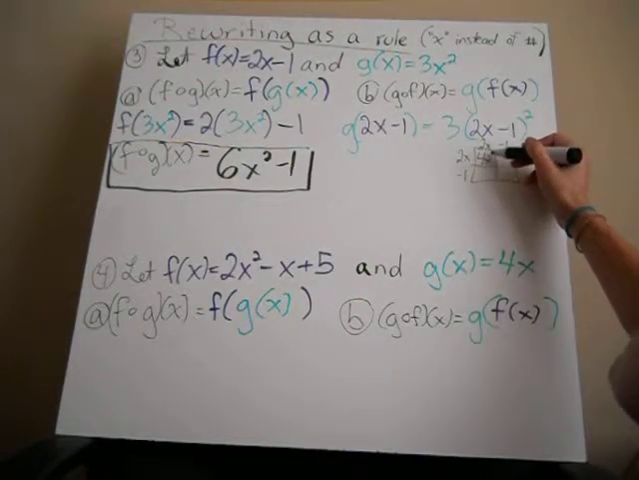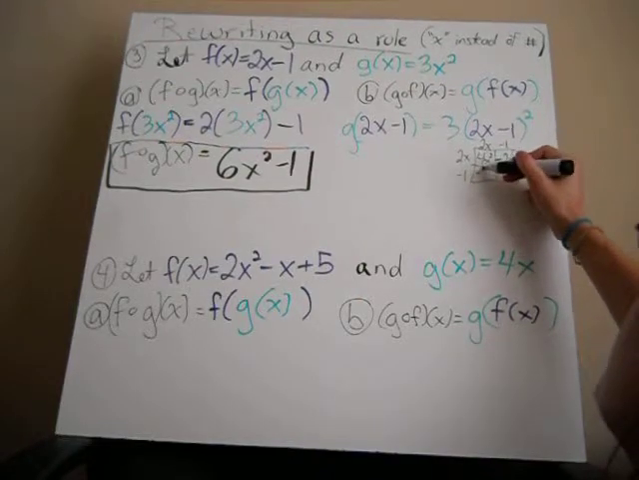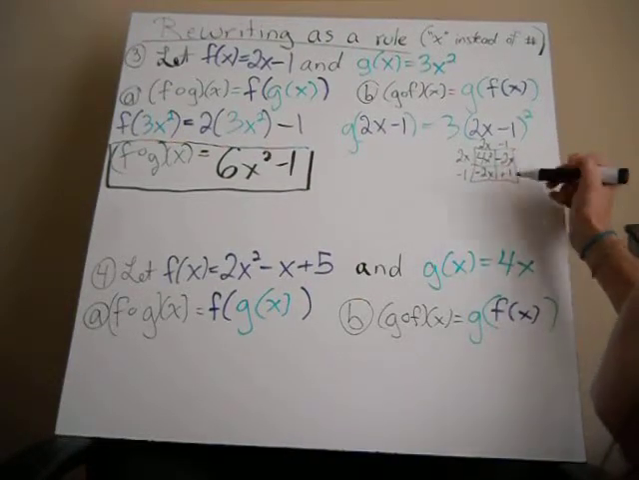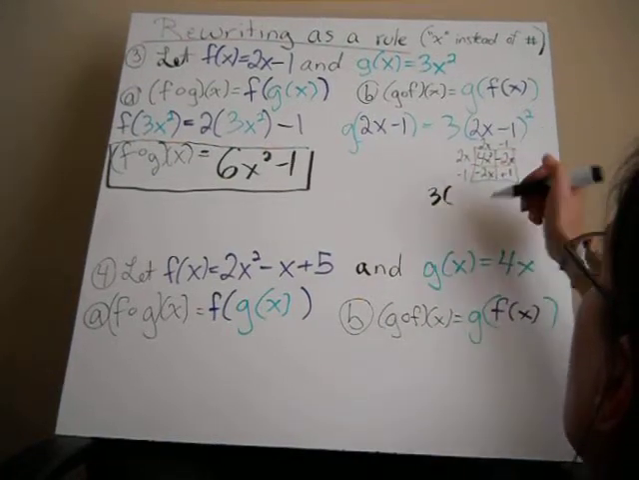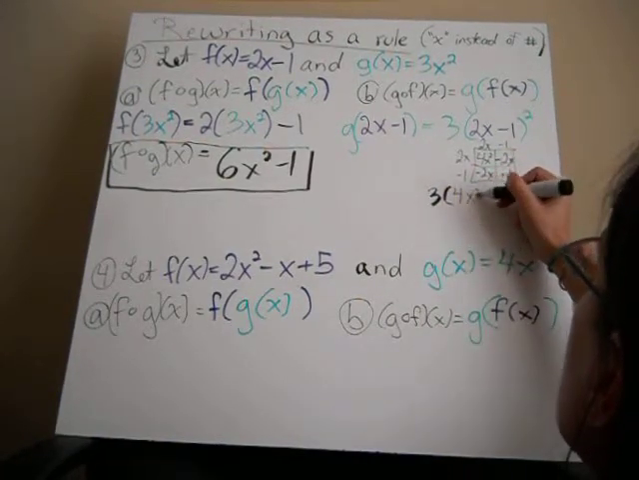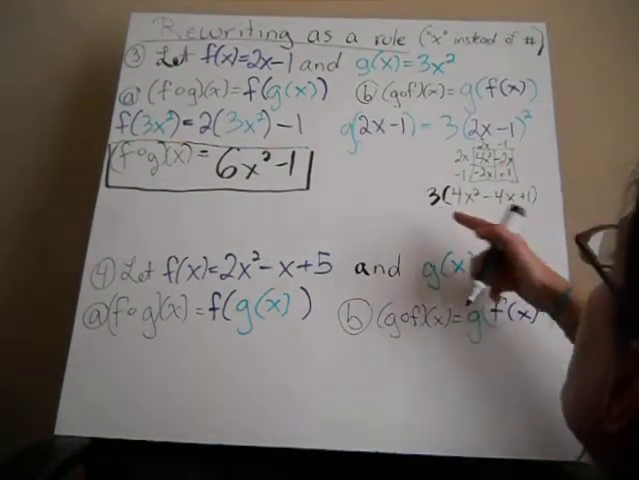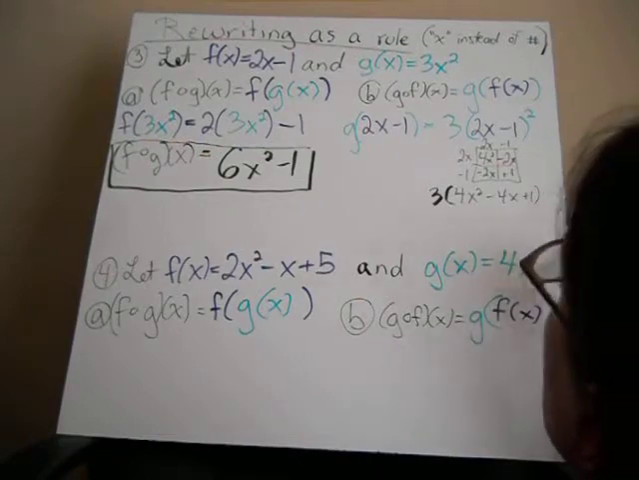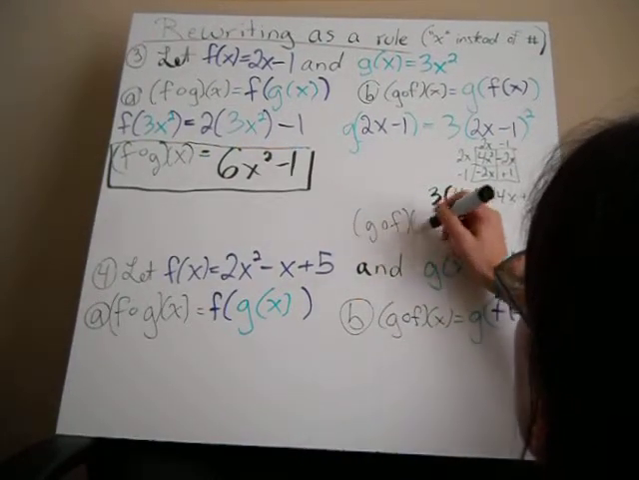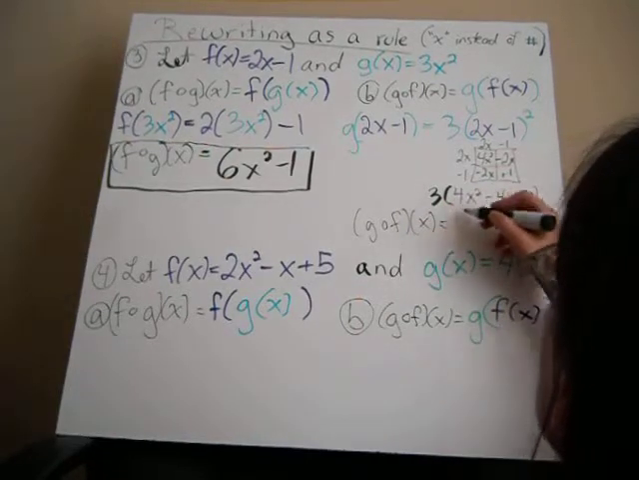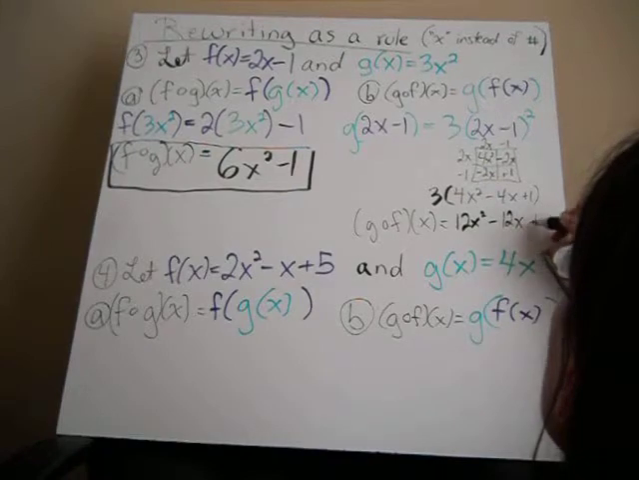You get 4x squared, negative 2x, negative 2x, positive 1. Don't forget to bring down this 3, and then bring all that out in front, so that's 4x squared minus 4x plus 1. Distribute the 3, and you're done. So g of f of x is equal to 12x squared minus 12x plus 3.